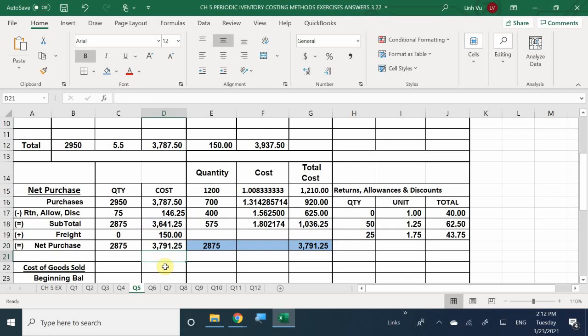3791.25. Okay? Which right here in blue, we seemed to have matched our inventory, right? This is what we currently have. This is exactly what we matched right here in blue. That's exactly how much we have goods available, and that's exactly how much the total cost is. So here we can triple verify that we're doing the calculations correct.